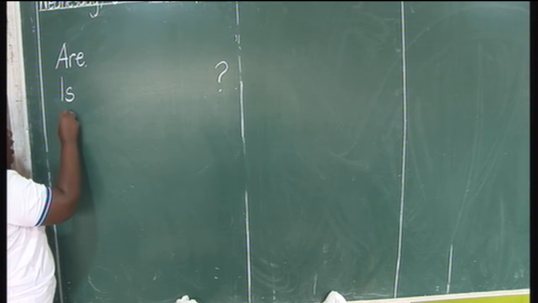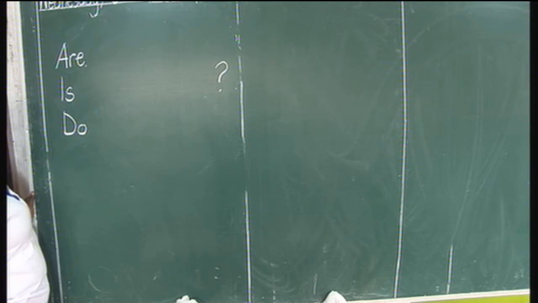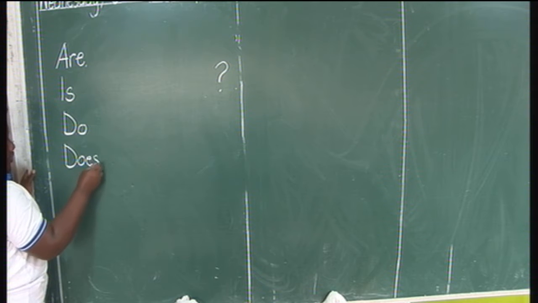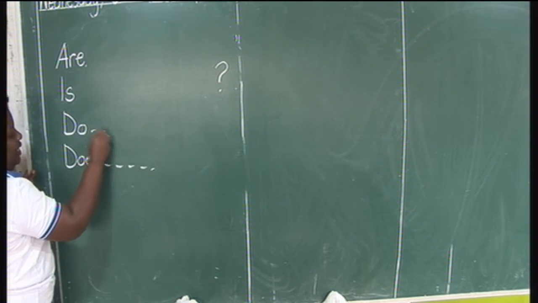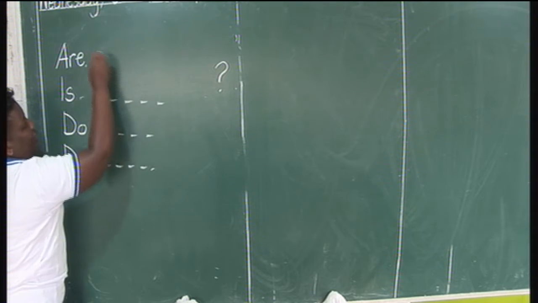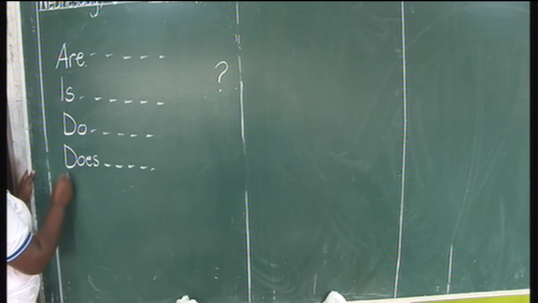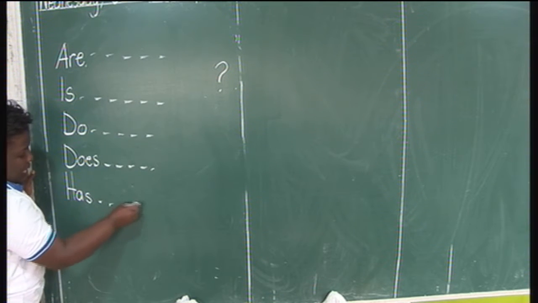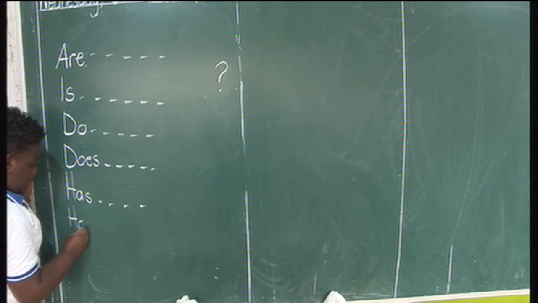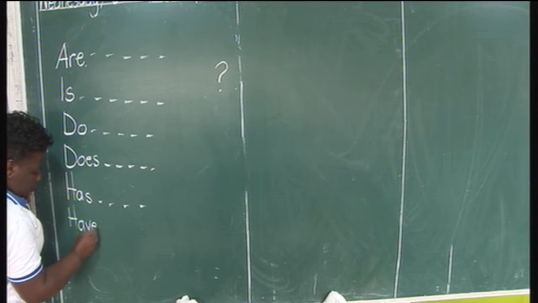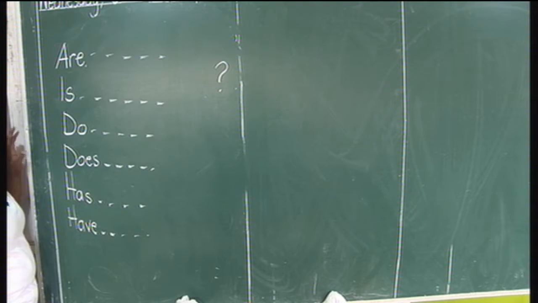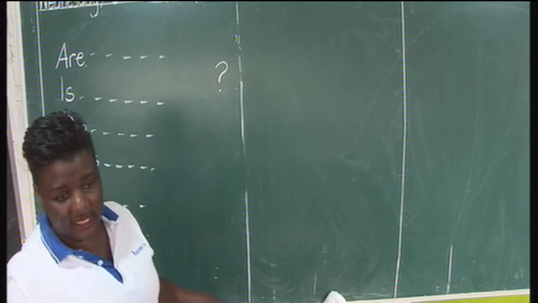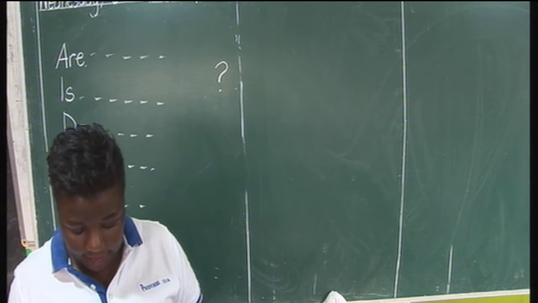We have this word do. When you find do at the beginning, we even have does. So when you find these words at the beginning of a sentence, just know someone is asking a question. We even have has. Has she given you your book? Then we have have. Have you gone to town? So when you find any of these words at the beginning of the sentence, just know you're supposed to end your sentence with a question mark.